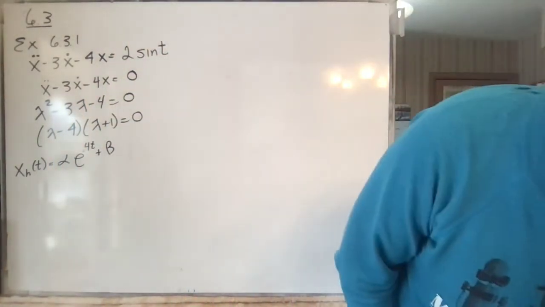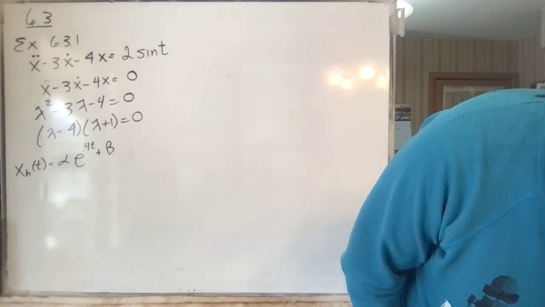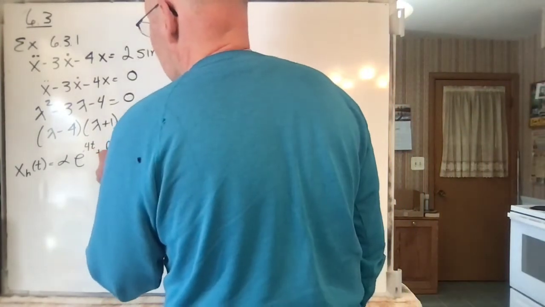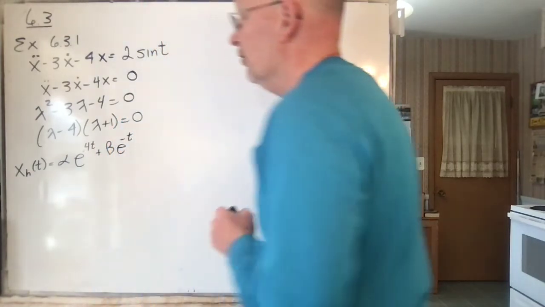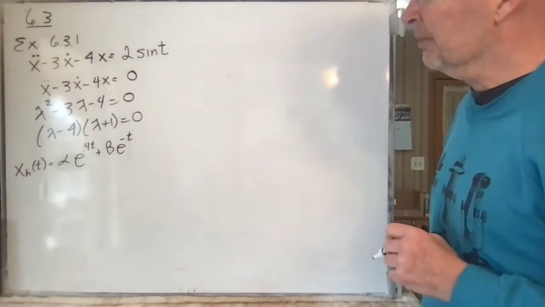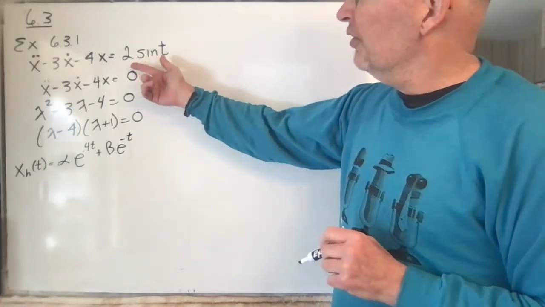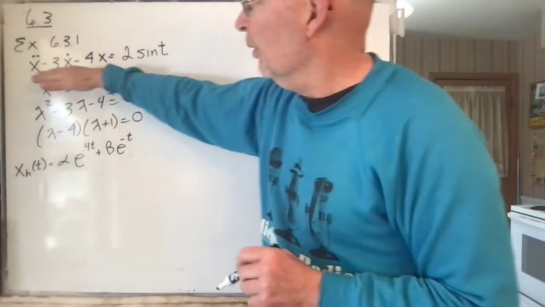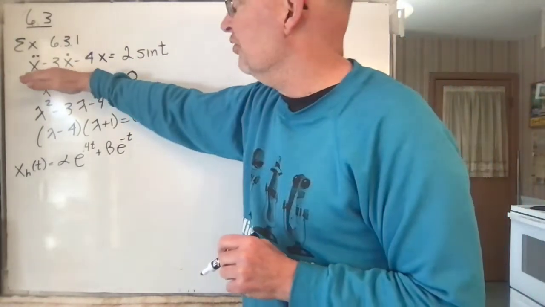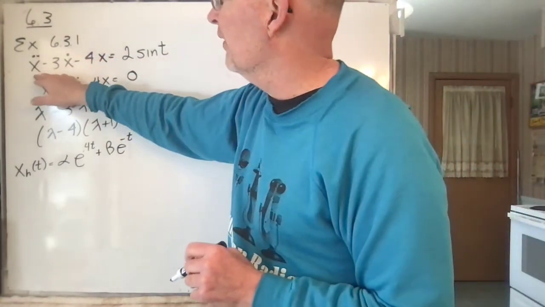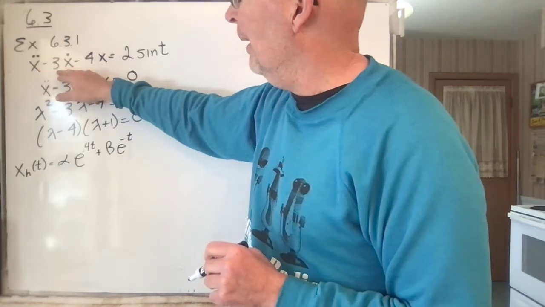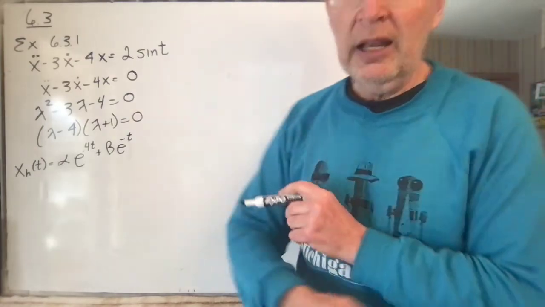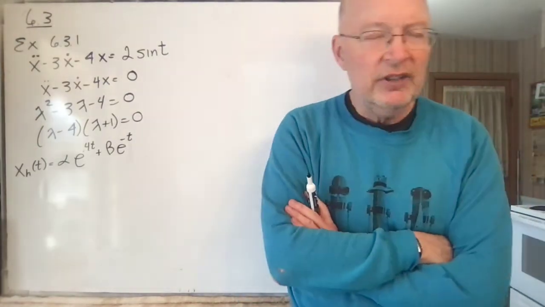And let me do it the same way it is in the book, just so that you got it. Yeah, plus beta e to the negative t. So there's the solution to the homogeneous. Now we need to find just any particular solution to this, okay? What's a function that when you take the second derivative of it, subtract 3 times the derivative of it, and then subtract 4 times the function, you're going to end up with 2 sine of t, okay?